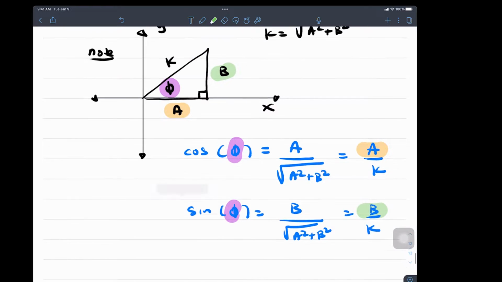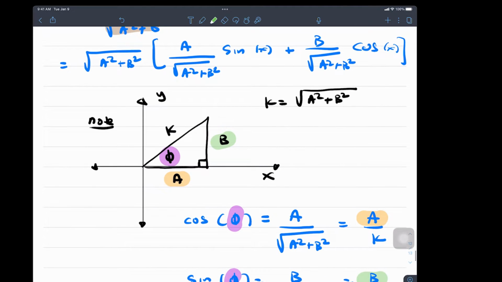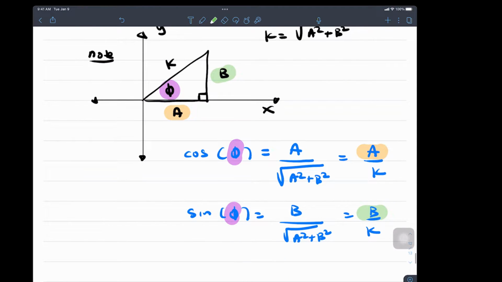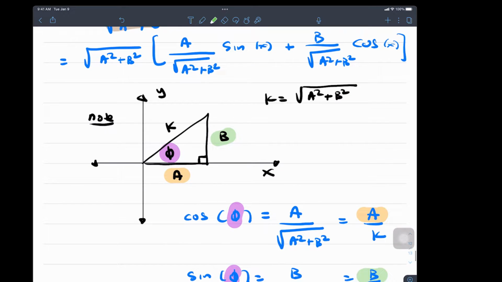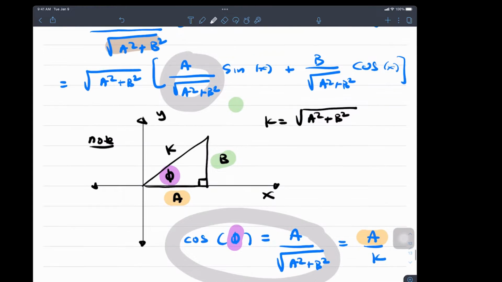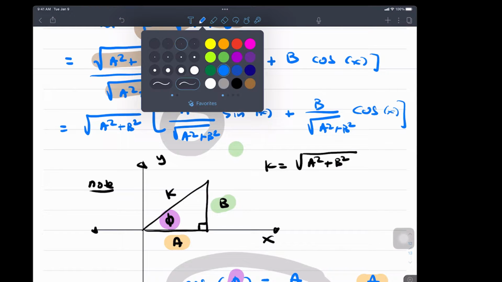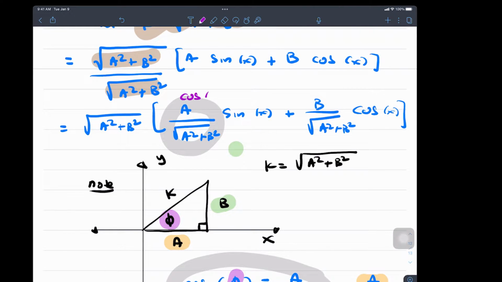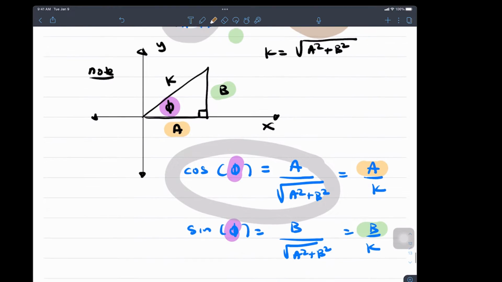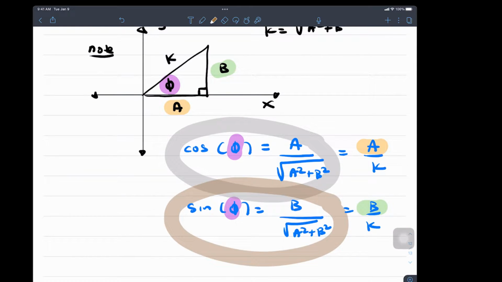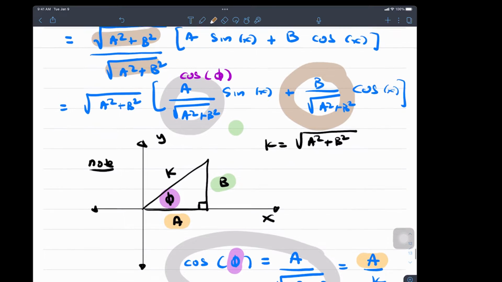All right, and you go, okay, well, what does this mean? Well, you know what this one is? This one's right here. See this here? This is gold. That's cosine phi. And then what's this? Silver and gold. Isn't that sine phi? Right? You get sine phi.